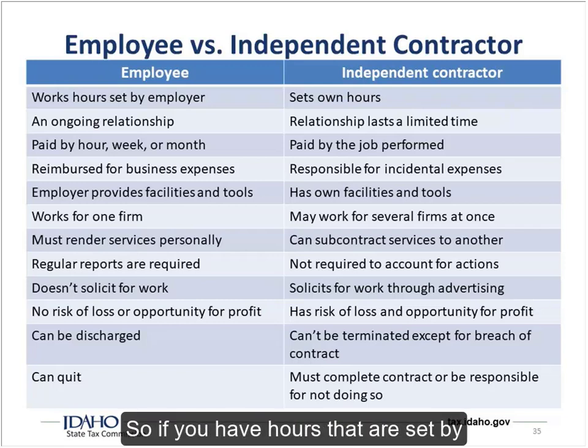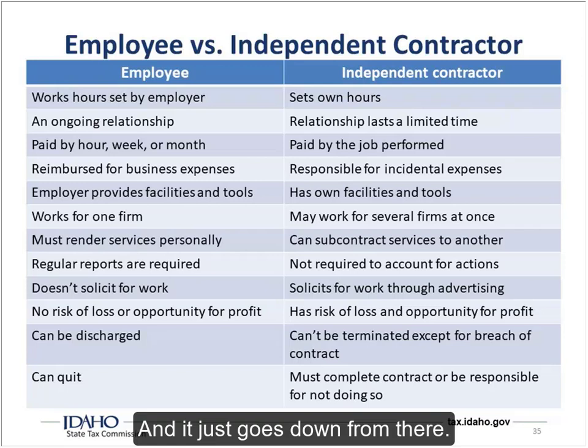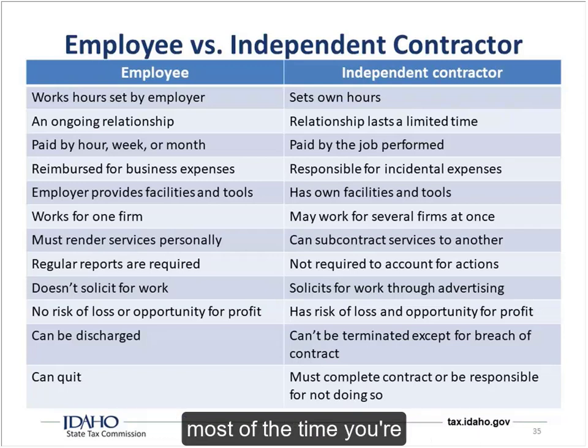So if you have hours that are set by the employer, you're an employee. If you set your own hours, you're an independent contractor. And it just goes down from there. Just be aware of this. And like we said, most of the time you're going to have employees.